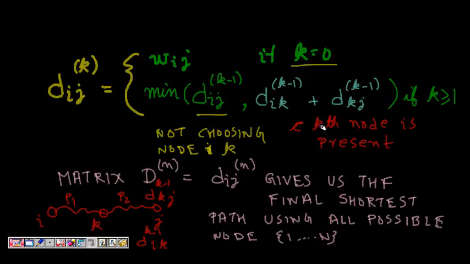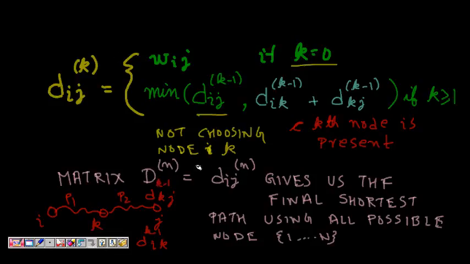It will be the shortest path from node i to node k using the first k minus 1 nodes, and then node k to j using the first k minus 1 nodes, and whichever is the minimum, I will choose that. So this is the important equation that you have to understand.